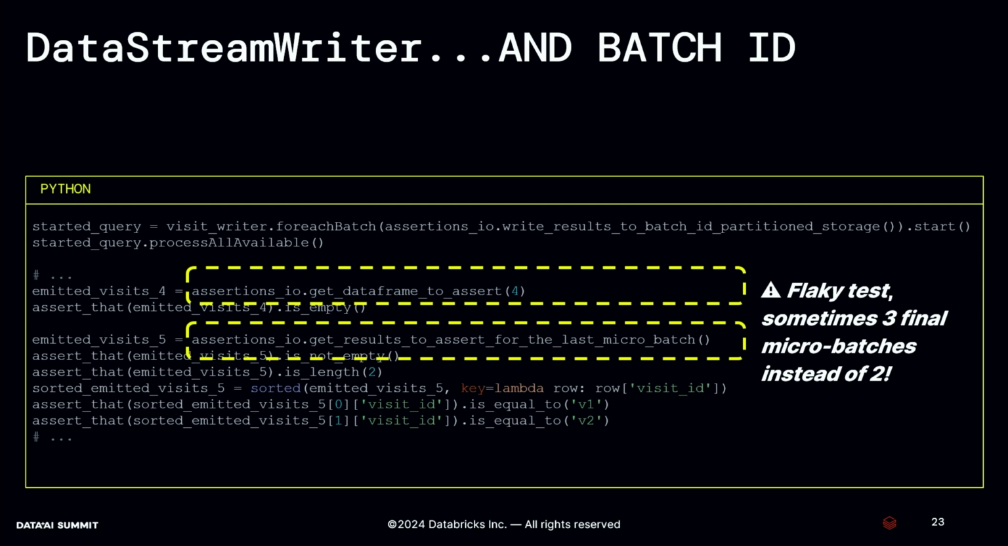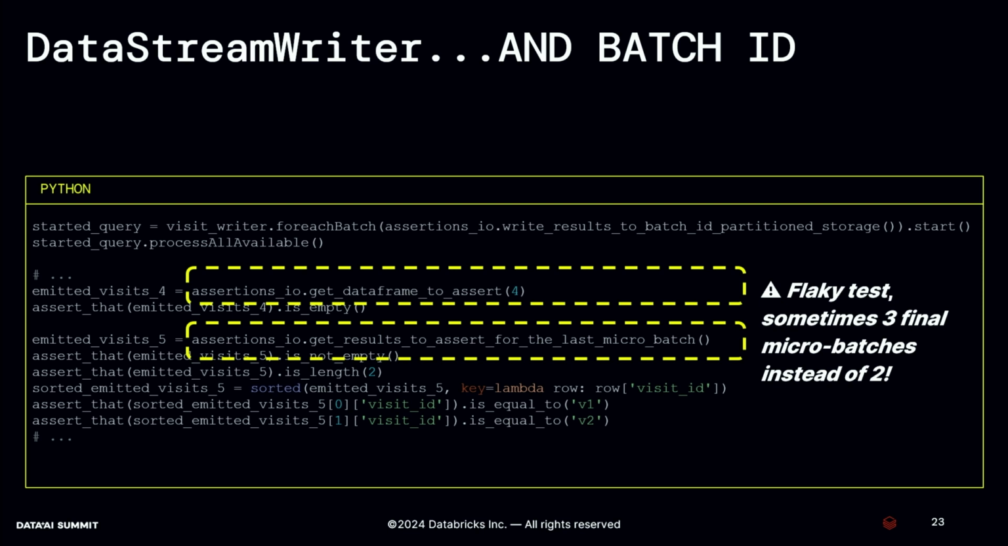So whenever I write it and I use the number-based version, sometimes I'm getting a flaky test. And the flaky test is a test that runs probably well on your machine one day, and tomorrow it doesn't run that well, it fails, without any apparent code changes. And it's simply because there is some kind of race condition between the processAllAvailable and microbatch execution.